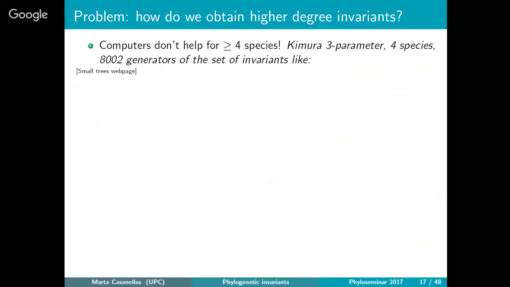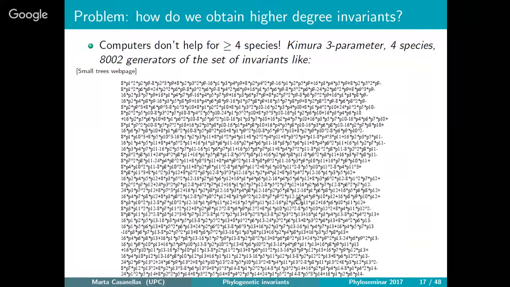Okay, and even if we manage to get them, for example, for the Kimura 3-parameter model, for a quartet tree, we managed to get 8,002 phylogenetic invariants, like this one. So this is a very ugly polynomial, and as you see, it doesn't stop here, it keeps going. We got this using a trick, converting the parametrization to some monomials. But the thing is that we cannot give this to biologists because they are not going to use it. It's impossible to use. How can you use such an ugly polynomial?